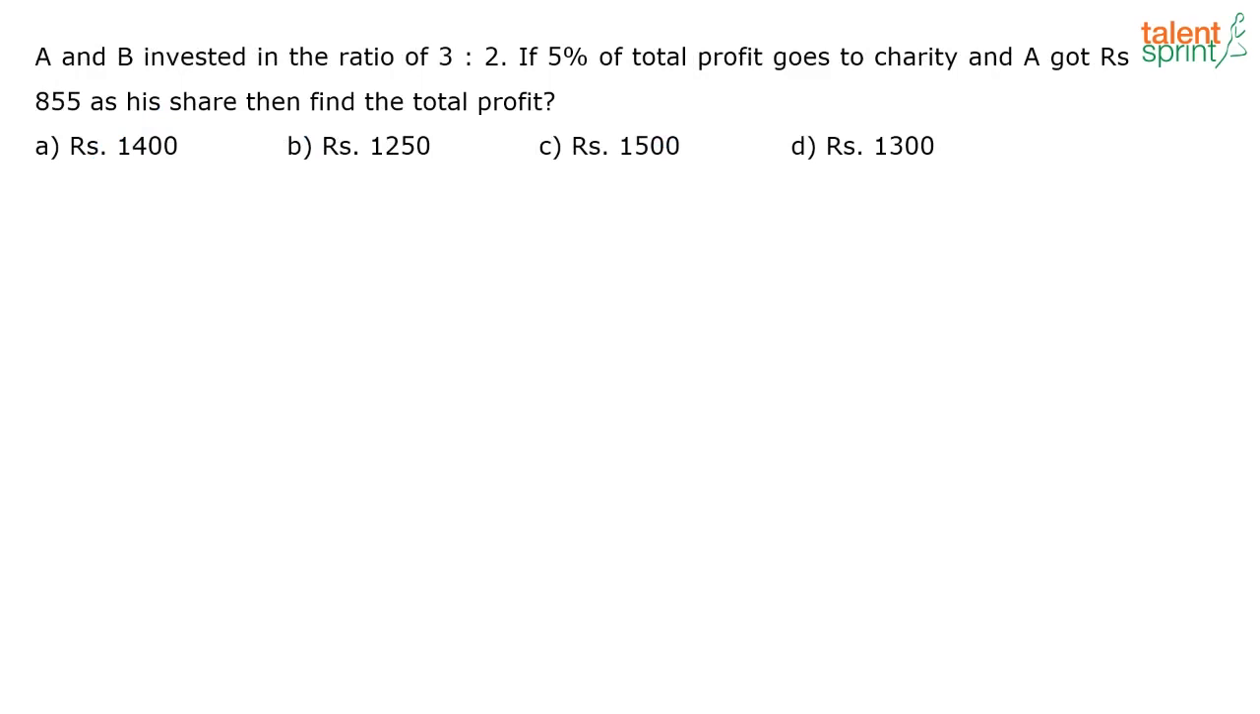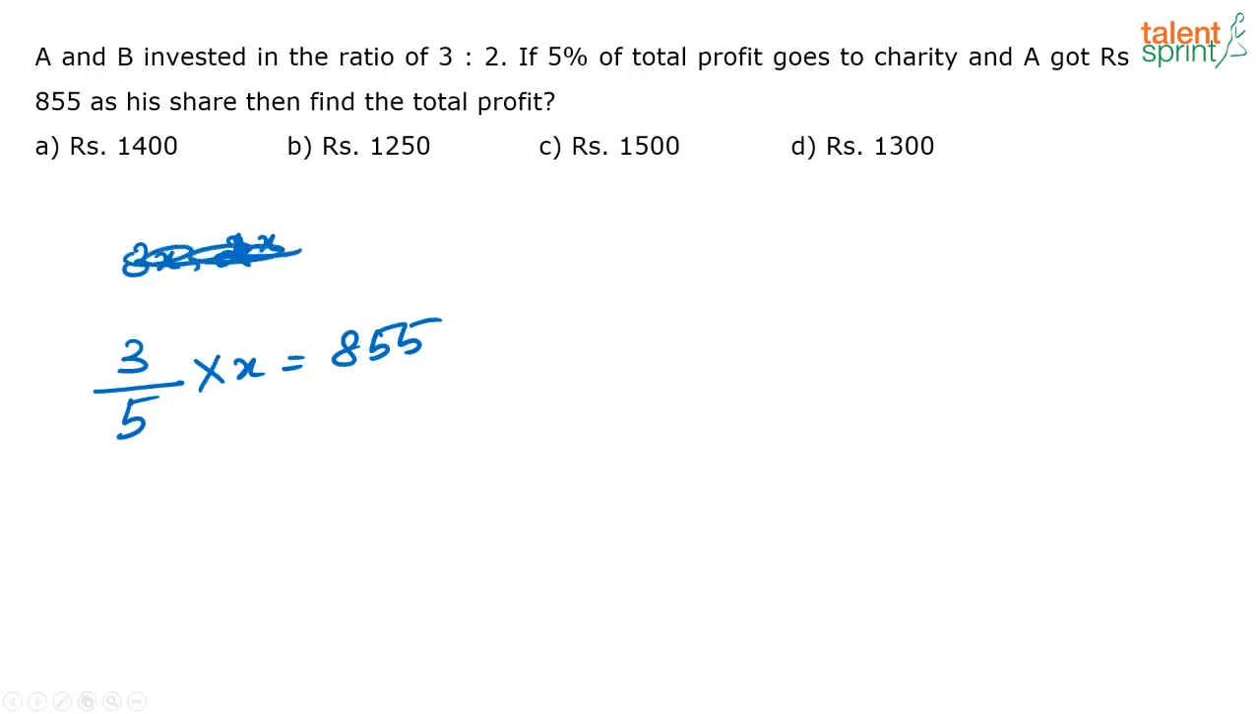A and B invested in the ratio of 3 is to 2. If 5% of the profit goes to charity and A got rupees 855 as his share, find the total profit. Very easy question. A and B is investing money in the ratio 3 is to 2. So, what is the share of A actually? See, out of a total 5, 3/5 A is getting. Correct? 3/5 A is getting. So, 3/5 of some value X is equal to 855.